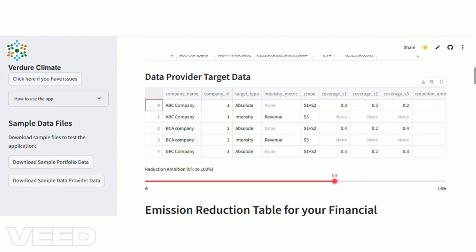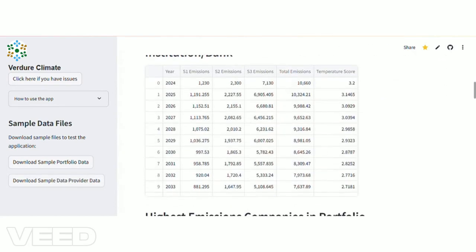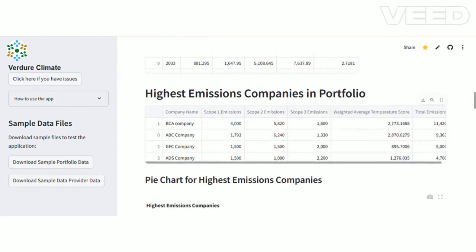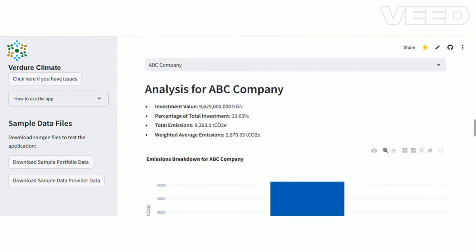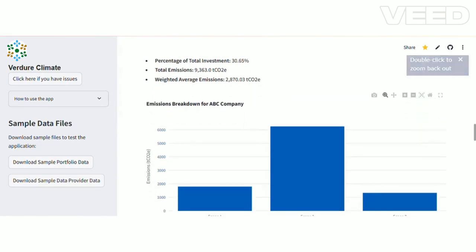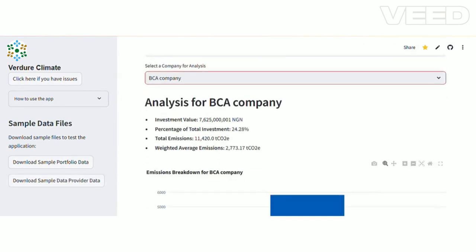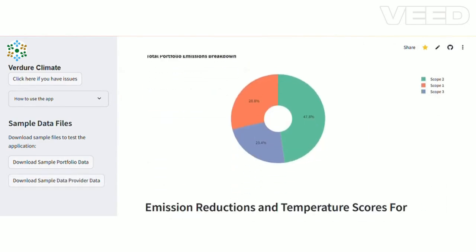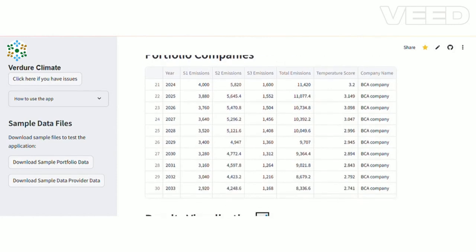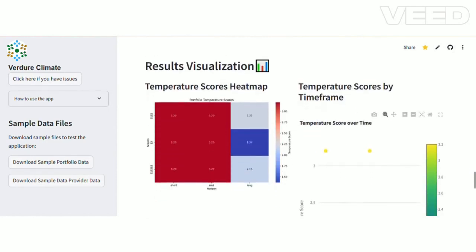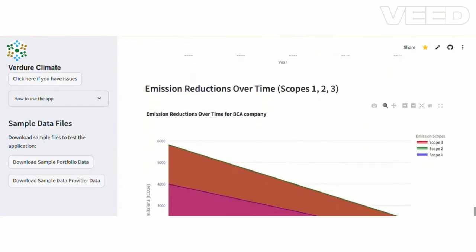4. Understanding the results. After running the tool, you'll receive a table with a temperature score and emissions reductions over time, in-depth portfolio analysis and visualizations, insights into which companies are high risk in terms of emissions, and recommendations on improving your climate impact. With this, you can strategize your investments to be more aligned with global climate goals. Verdure Climate's SBTi temperature scoring tool makes it easier than ever to ensure your money is working toward a better future. Visit Verdure Climate's website to learn more and try.